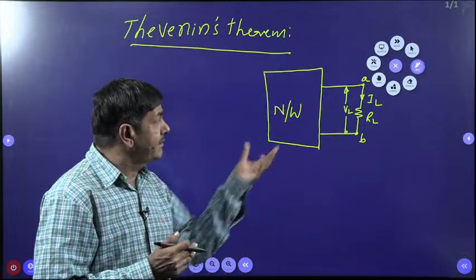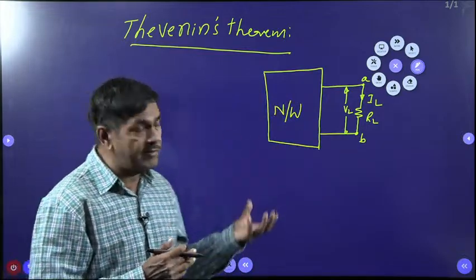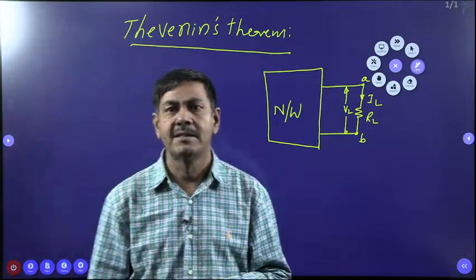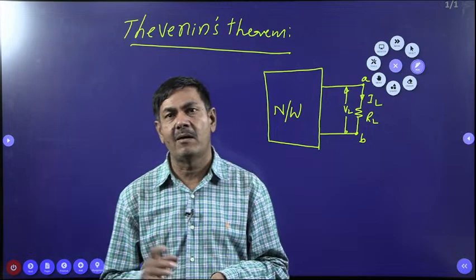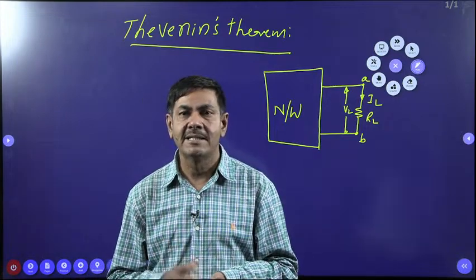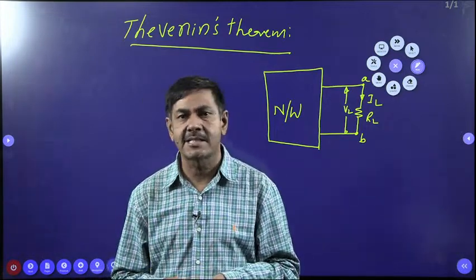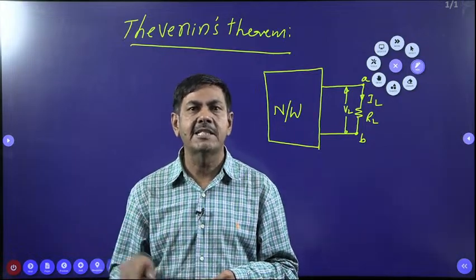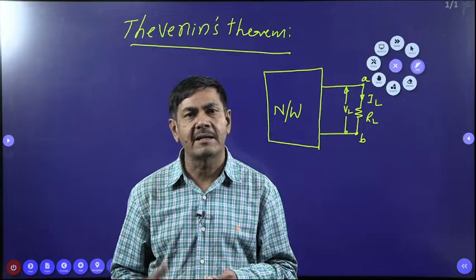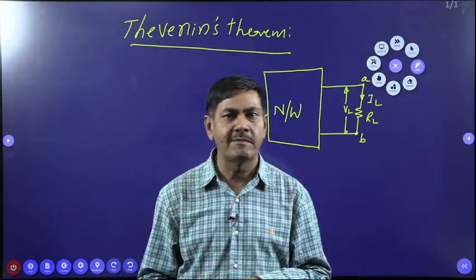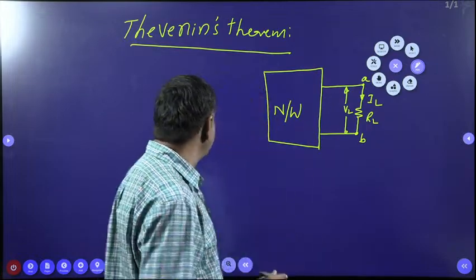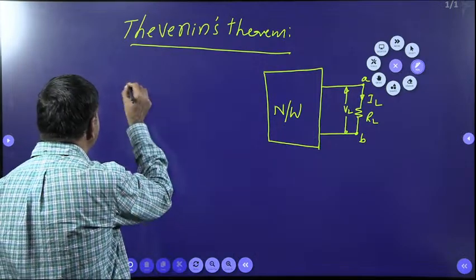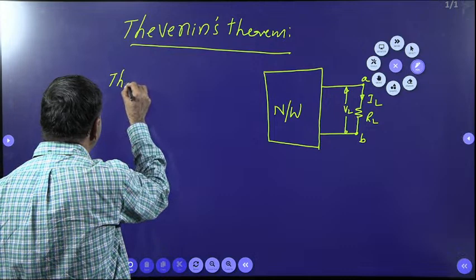But when one network is given, you must draw an equivalent circuit. That equivalent circuit must have one Thevenin voltage in series with the Thevenin resistor, and the load must also be connected. With the connection of these three only, we can determine voltage or current or power. So when the network is given, initially you need to draw the Thevenin equivalent circuit. I can draw it in this way.